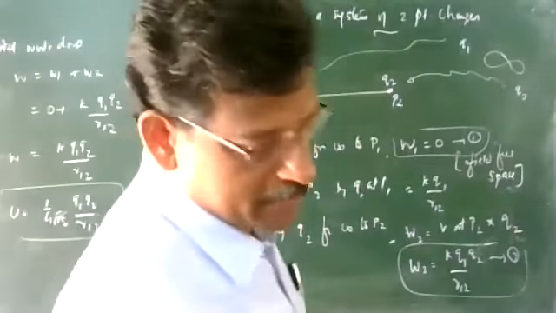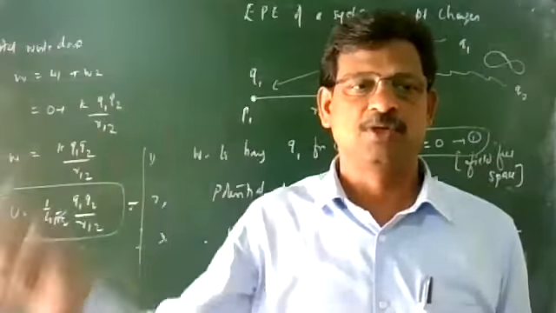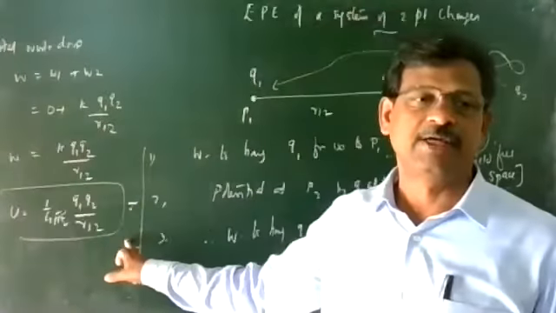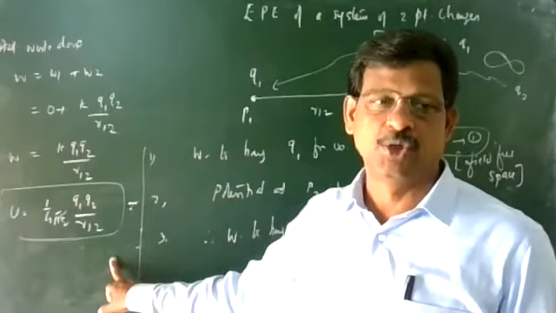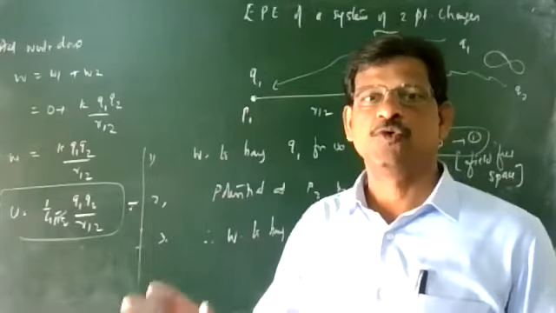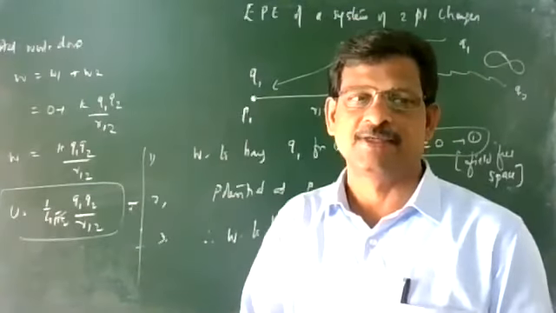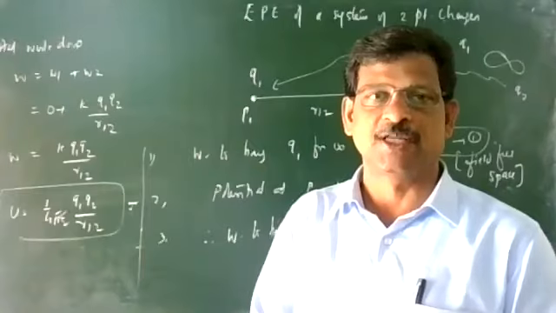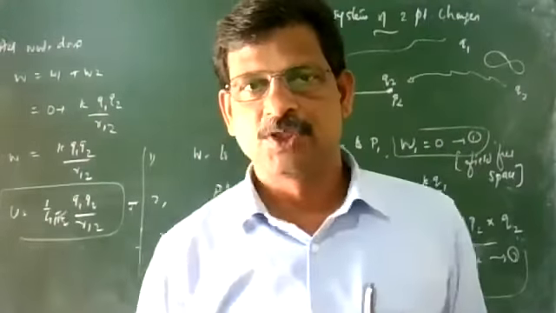If two charges are separated by a distance, what is the potential energy? Potential energy is given by this equation: 1 by 4 pi epsilon 0 Q1 Q2 divided by R12. This is the potential energy equation for two charges. The numericals will be there for 3 charges, and the derivation may be there for 3 charges and 4 charges. So what are the modifications we can do here?